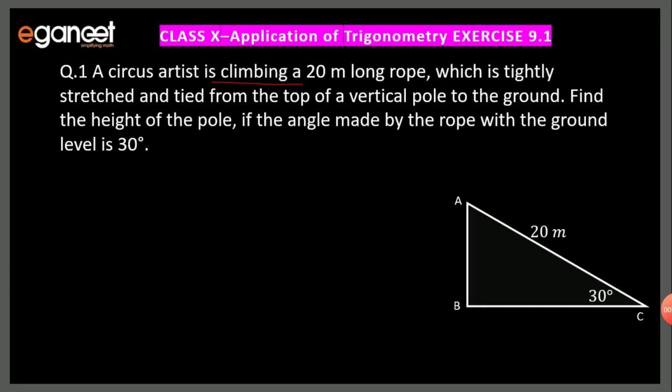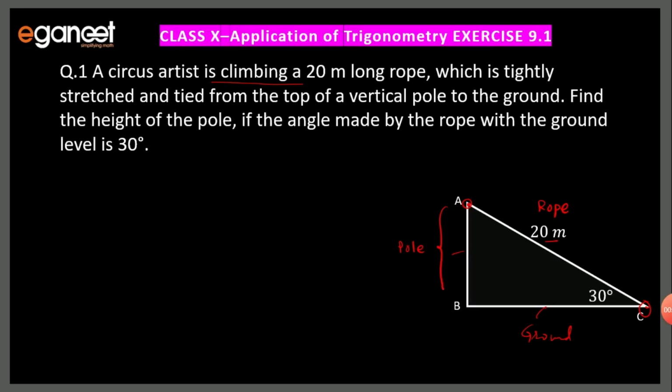Let's understand this question with the help of the figure. Well, here BC represents the ground and AB represents the pole. Now this A represents the top of the pole and C represents the circus artist. Now a rope is tied from the top of the pole to the ground, that is point C. So this 20-meter length is of the rope.